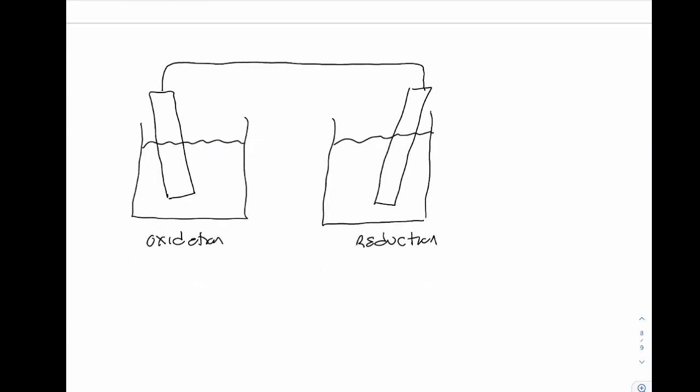So my oxidation half reaction, the piece of metal, we said these are called electrodes, it's actually called an anode. So the anode is going to be my oxidation side. And then the reduction side is going to be called my cathode. Our cathode is usually given a positive symbol just to represent it. So if you see a positive there, it's representing our cathode. And then our anode is given a negative.